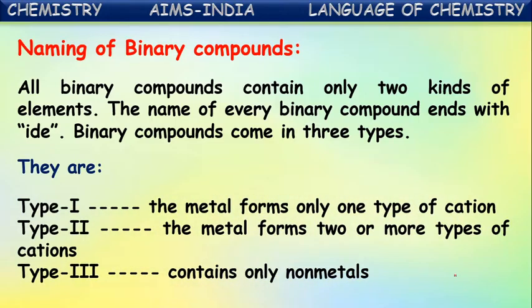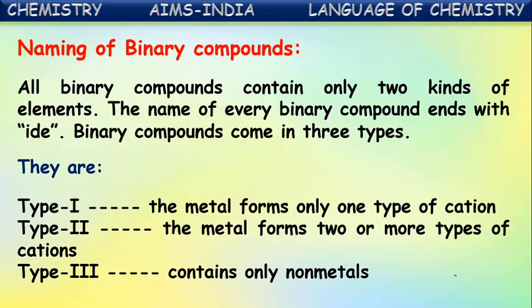First one, type 1. The metal forms only one type of cation. Yes. So the first category, type 1 binary compounds, contain metals which exhibit only one valency or which can form only one kind of cation. For example, sodium chloride, in that the metal is Na, sodium. It can form Na plus ion, only one kind of positive ion or cation, it will form always. Na plus. So such binary compounds in which the metal exhibits only one valency are called type 1 binary compounds.